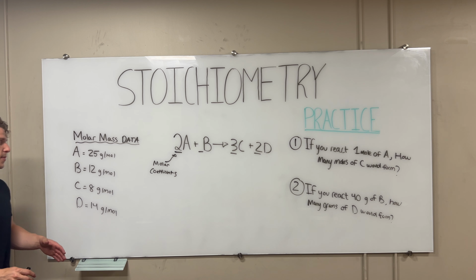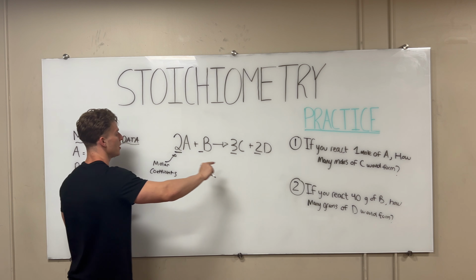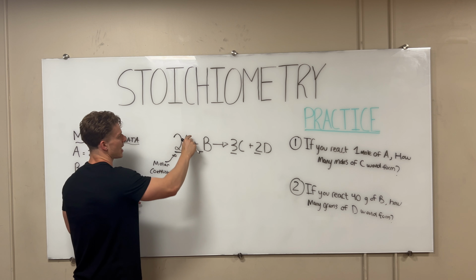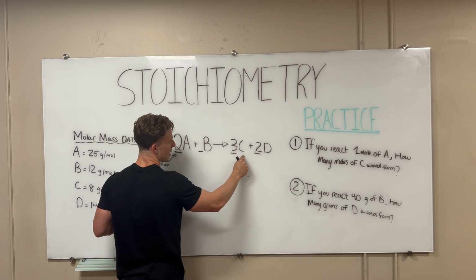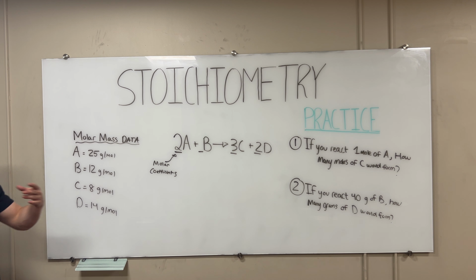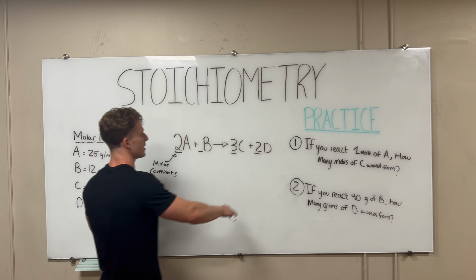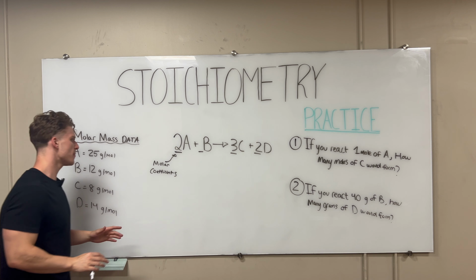And what these coefficients mean is this. If we were to run this entire reaction one time, 2 moles of A would react with 1 mole of B to produce 3 moles of C and 2 moles of D. Now, with that info, we can start at any point and get to a final destination using ratios between these molar coefficients. Now, what do I mean by that? If we have a practice problem where it asks if you react 1 mole of A, how many moles of C would form, we can use these molar coefficients to calculate the answer.